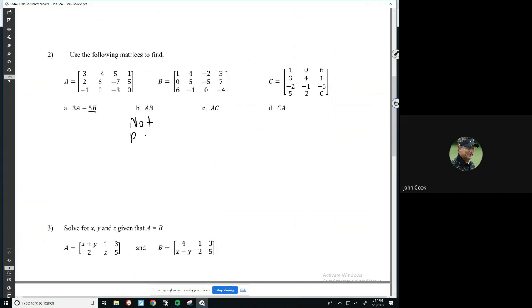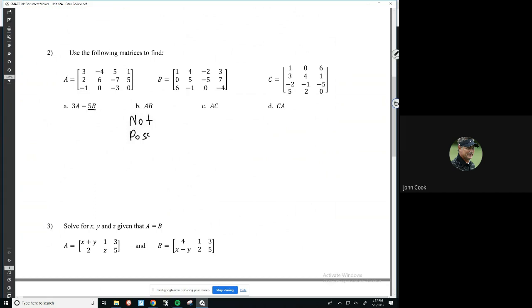There we go. Not possible. Okay, let's see if A and C will multiply together. So I've got A, which is 3 by 4, and then C, which looks like 4 by 3. So since those inner dimensions are the same, we should end up being able to multiply. All right, so these ones will multiply.